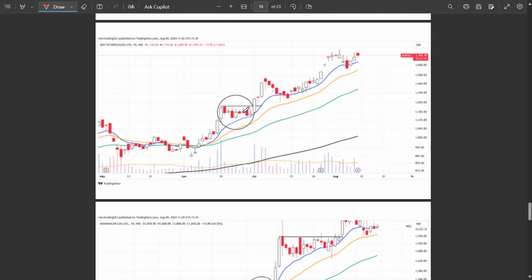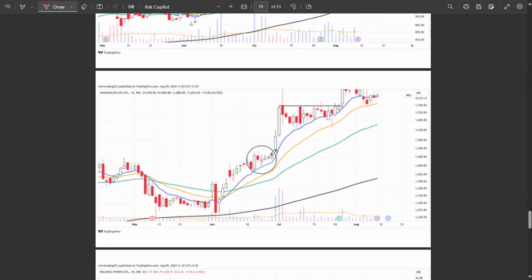Again, this is not your typical kind of inside bar, but one thing that you can clearly see is that all these candles for at least a week, at least 7-8 days, were within the range of this one bigger candle, and all of them were forming above the 10-day moving average or the 20-day moving average.